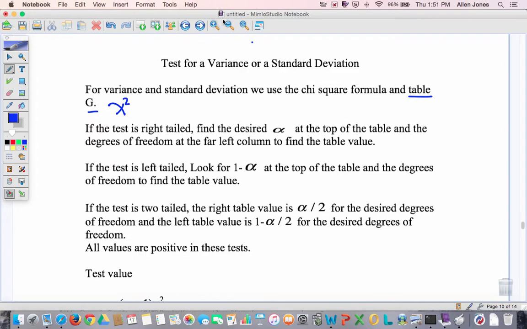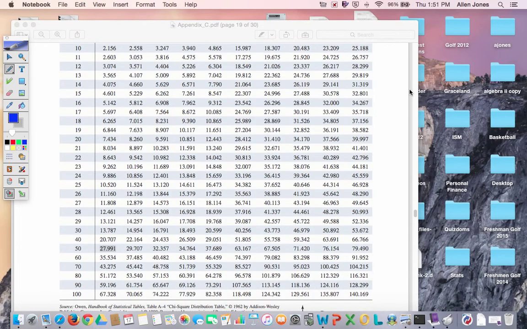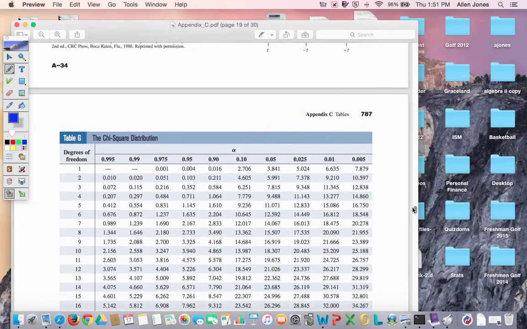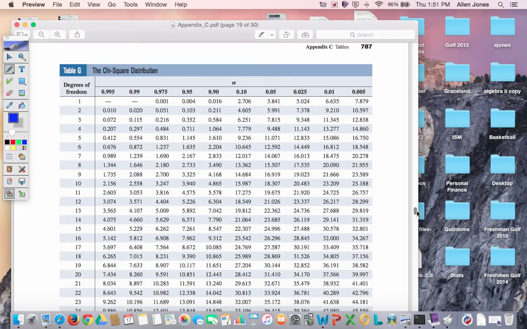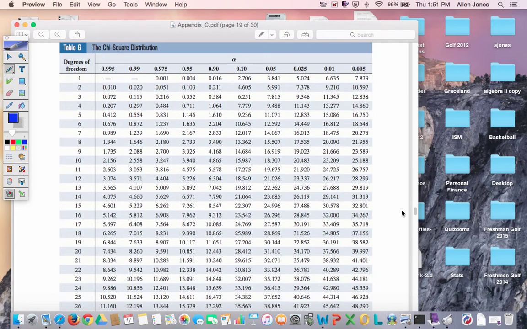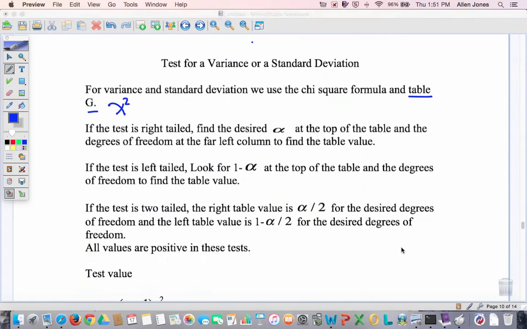If you also recall, that table had different columns at the top. It had our 0.005, 0.01, and so forth. So there are different columns, and we'll use one or two of those columns depending on whether we have a right-tailed or two-tailed test, which is explained here in these three steps.